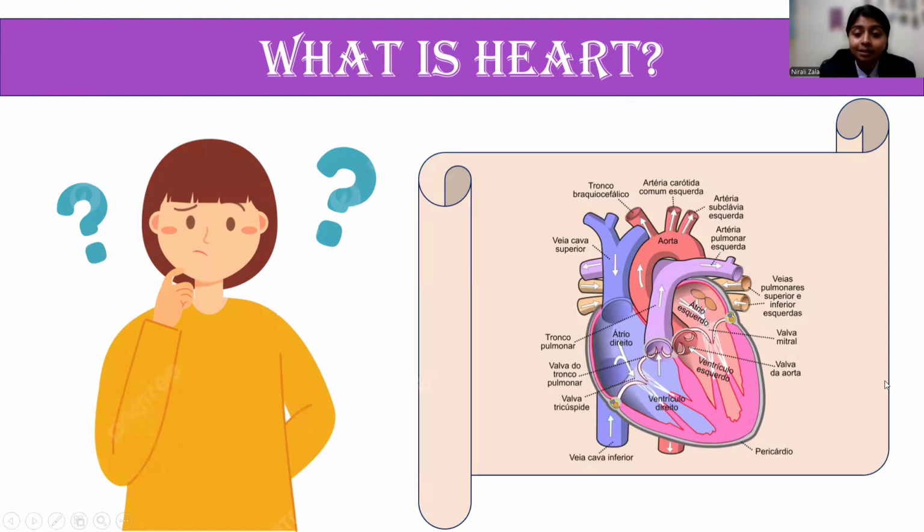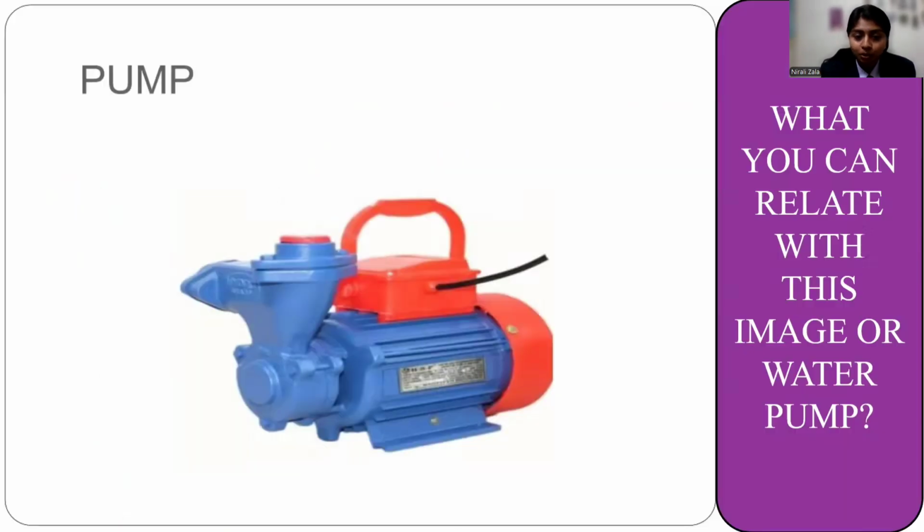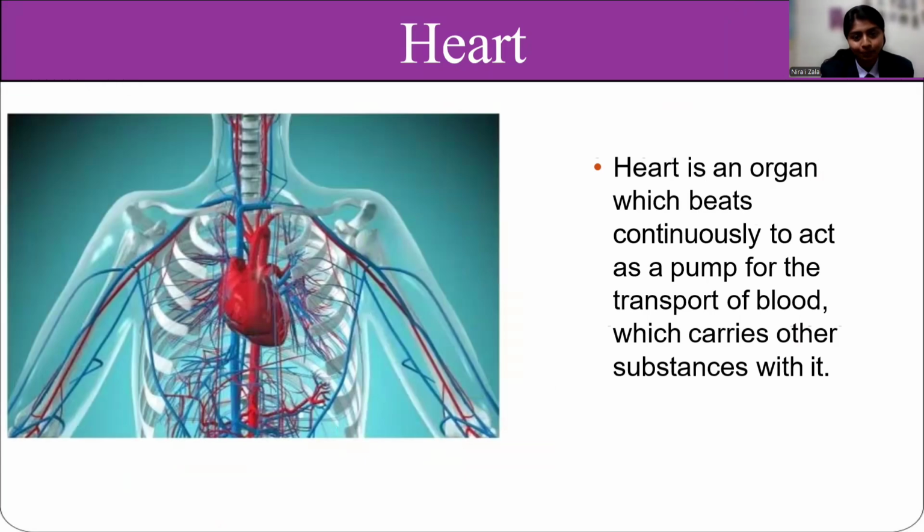A human heart is an organ that beats continuously to keep us alive. So, let's start with the question. What comes to your mind when you see this image of a water pump? Yes, just like a water pump, our heart works as a pump to circulate blood throughout our body. Now, let's explore this amazing organ step by step.